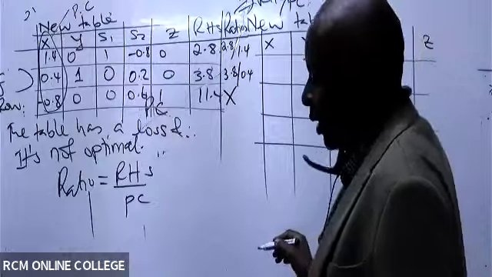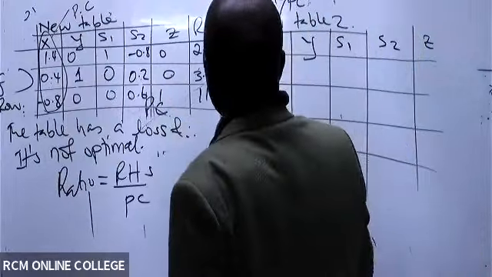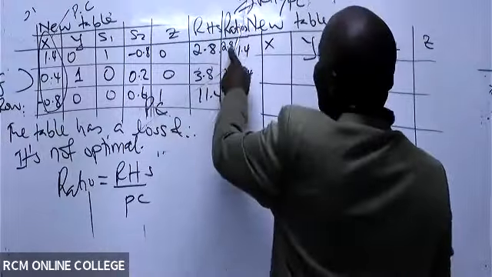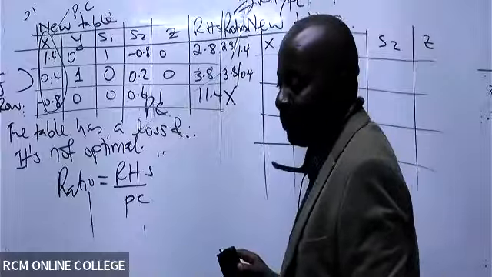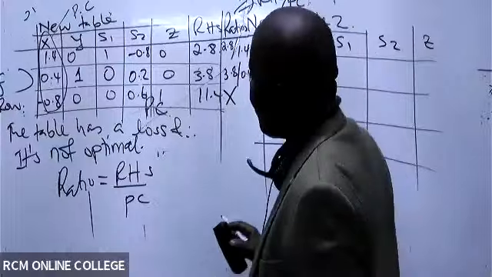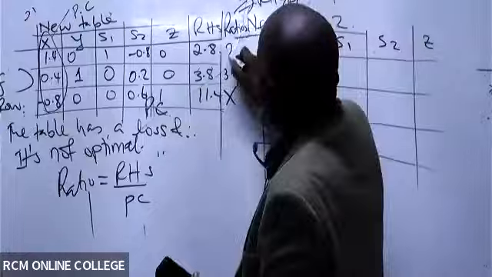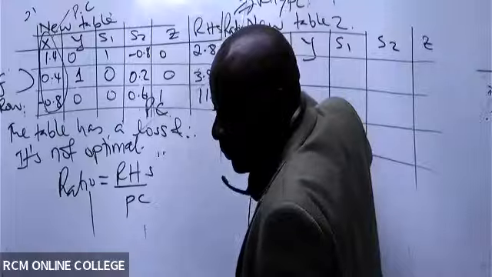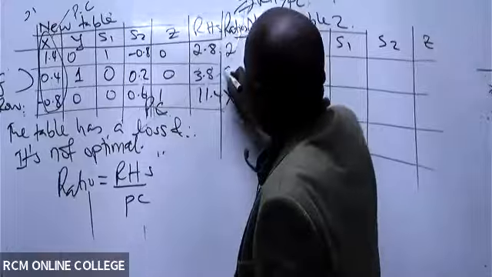Now, ladies and gentlemen, please go ahead and give me these ratios. What are the ratios? Can someone tell me? 2.8 divided by 1.4 gives me what figure? They are telling me it is 2. And 3.8 divided by 0.4 gives me what? 9.5. Thank you very much, 9.5.